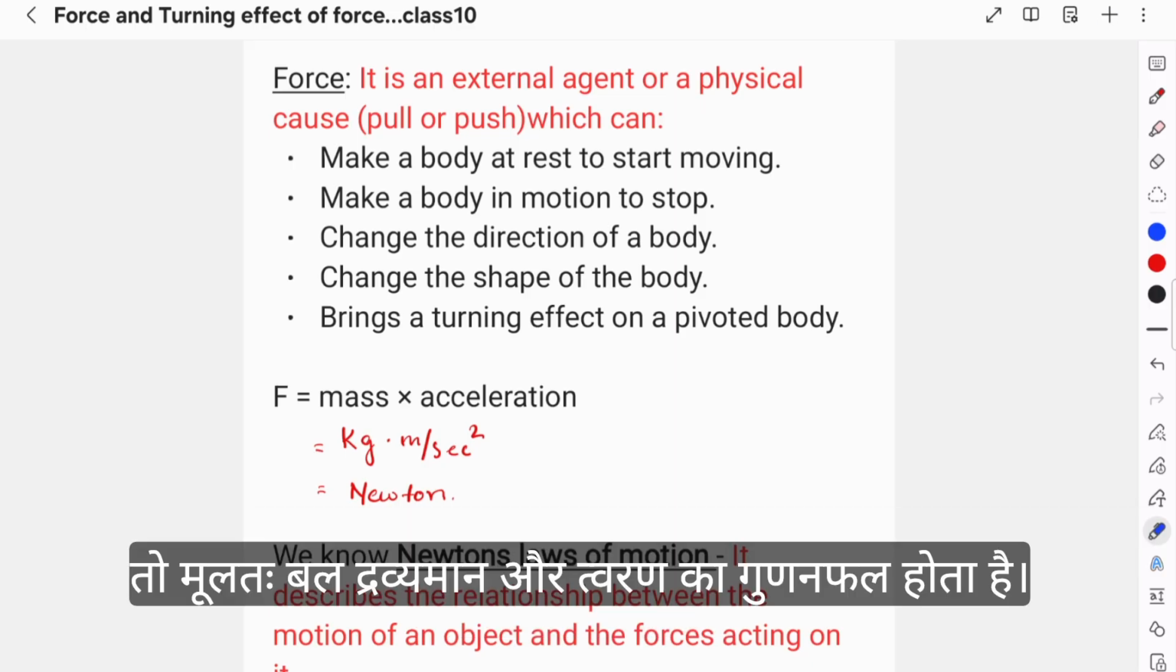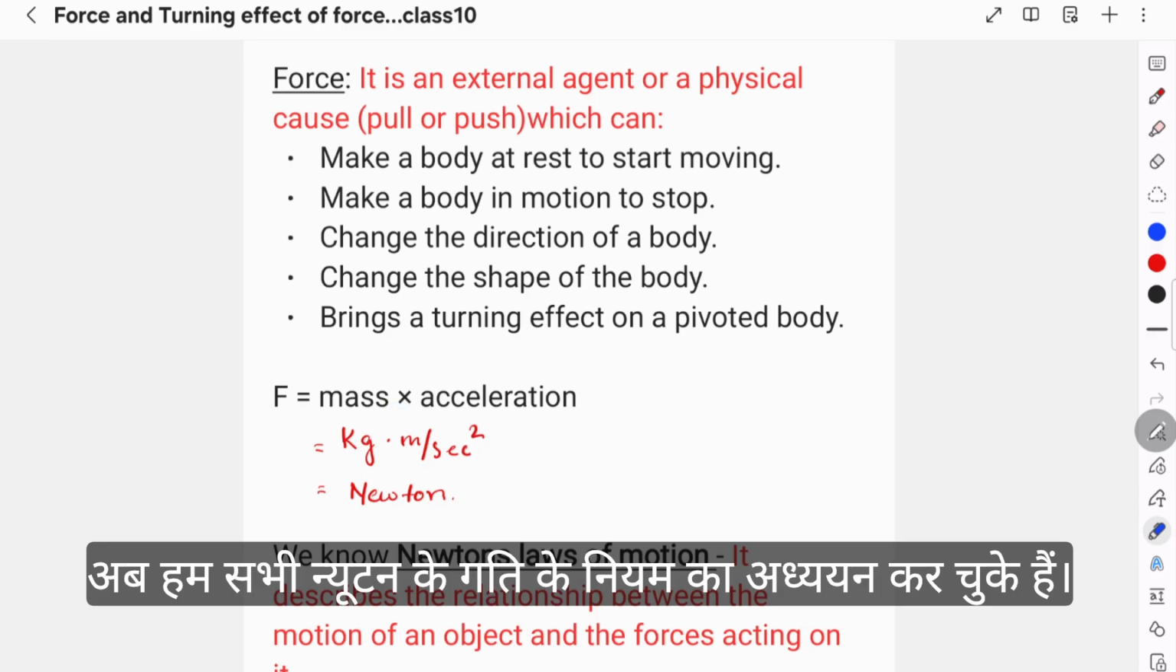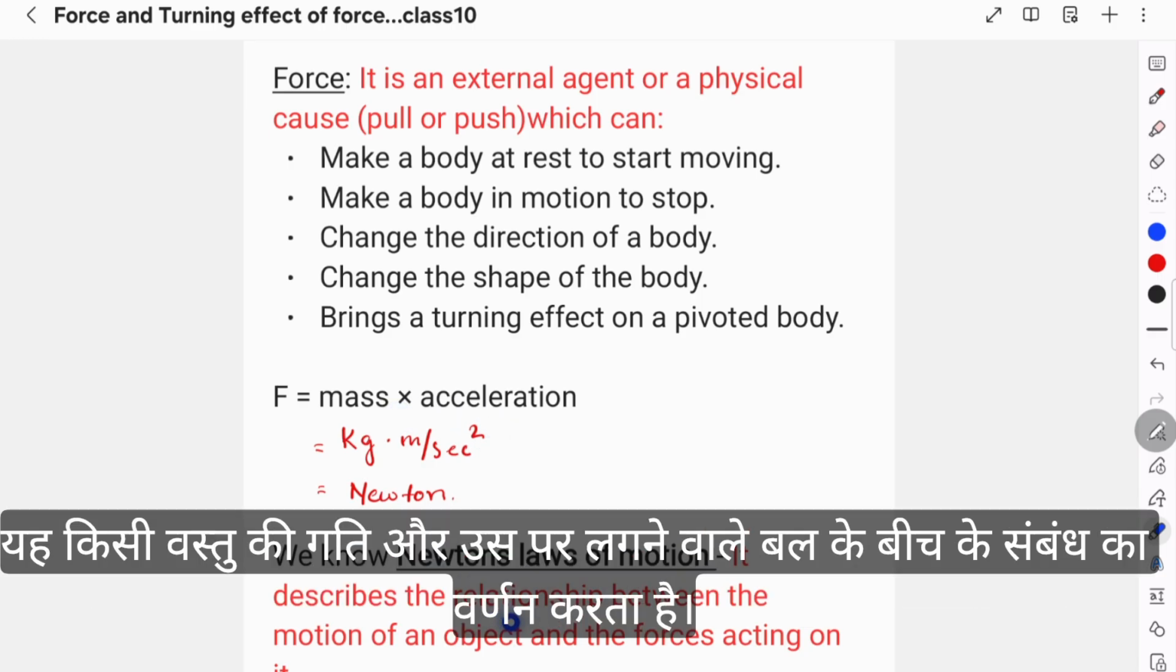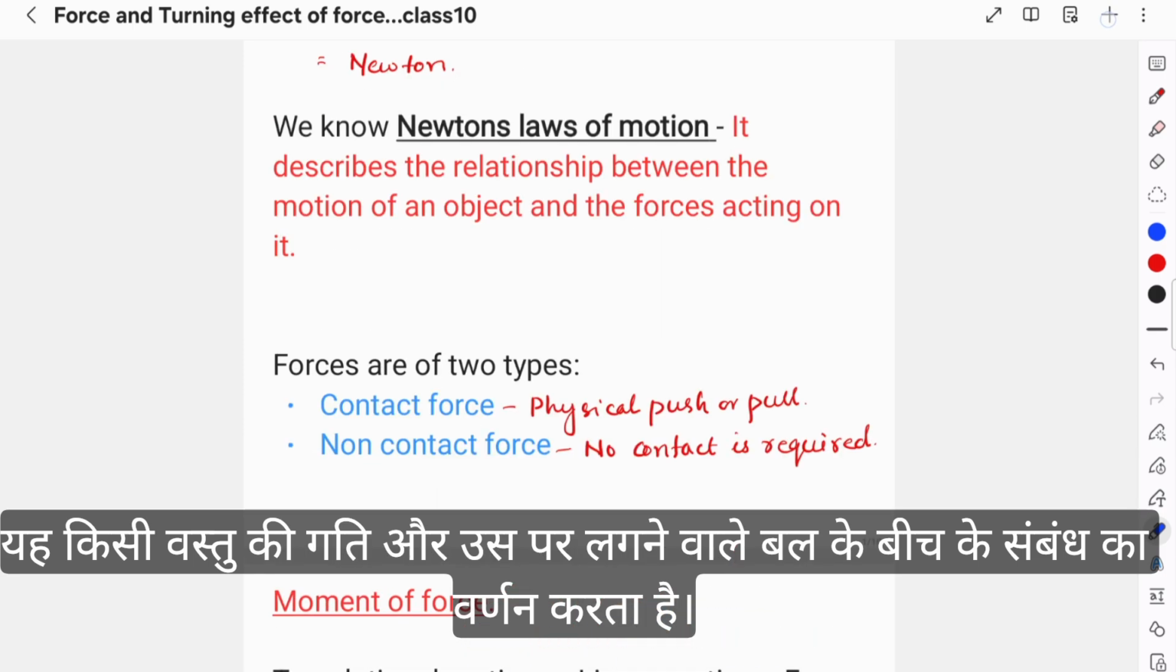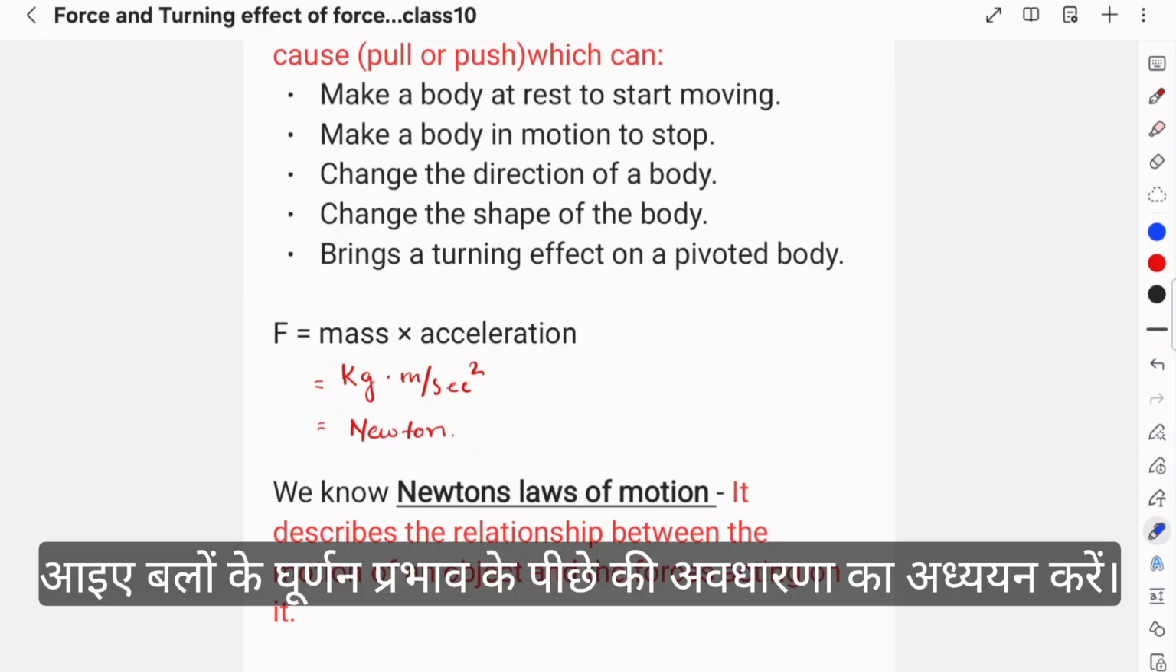So basically force is the product of mass and acceleration. Now we have all studied Newton's laws of motion. They describe the relationship between the motion of an object and the force acting on it. Today let's study the concept behind the turning effect of forces.